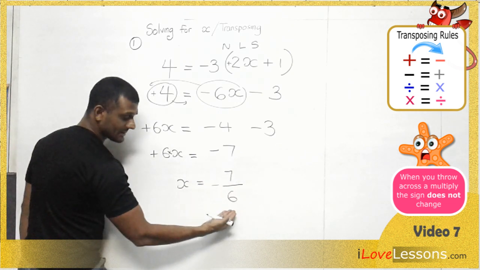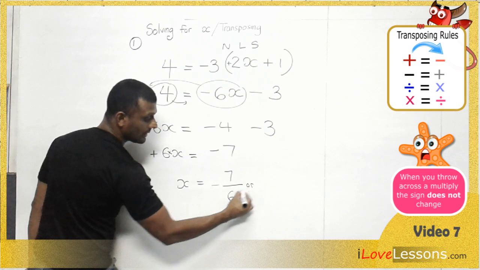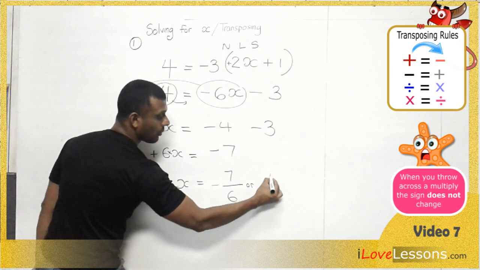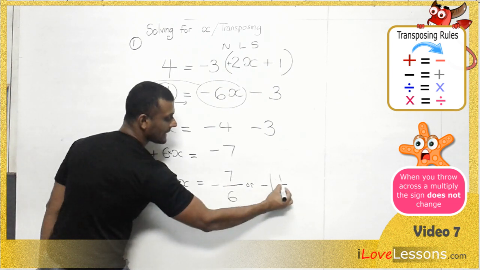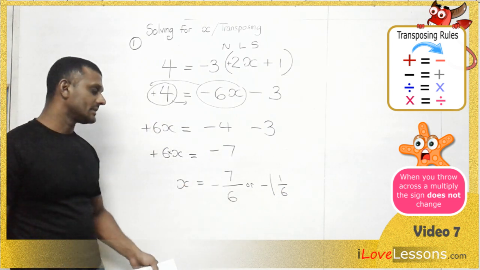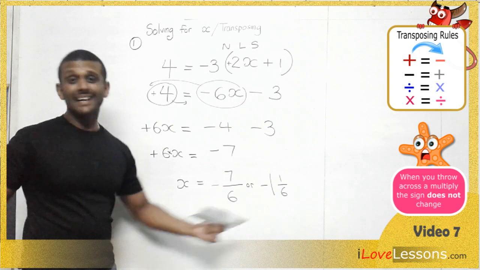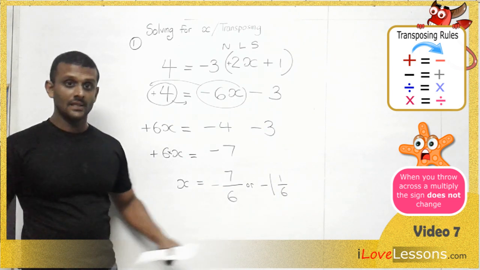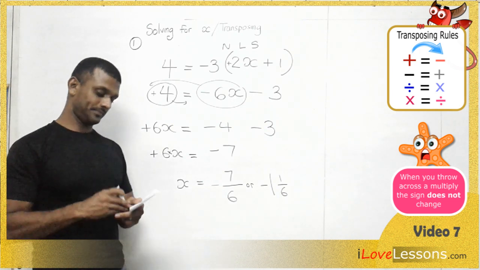You can leave your answer as a mixed fraction, or 6 into 7 is 1, remainder 1, and you put it over the denominator. So you can have minus 7/6 or minus 1 and 1/6. Any one of these is correct. Let's try another one.